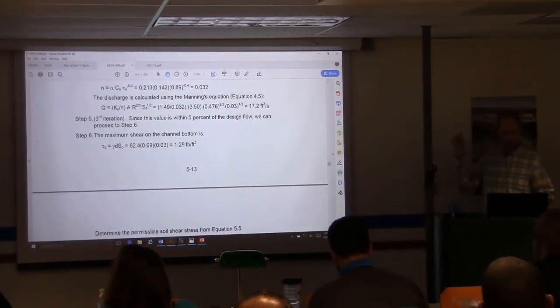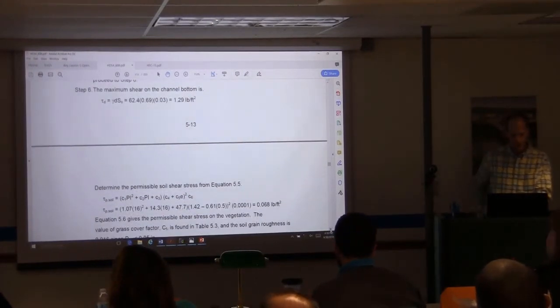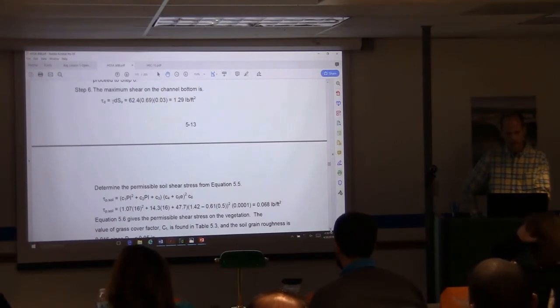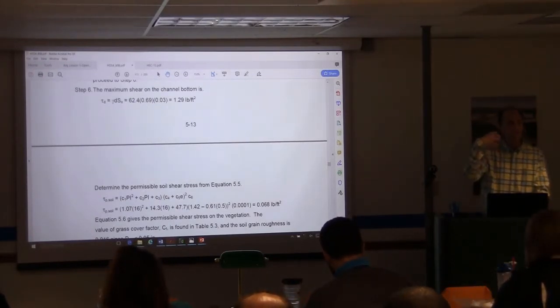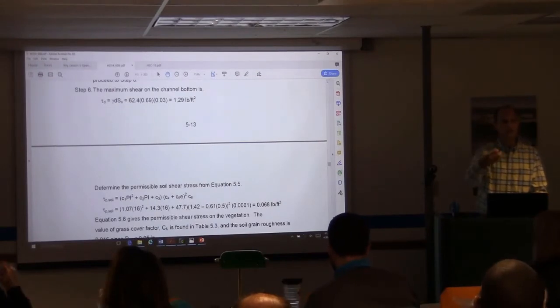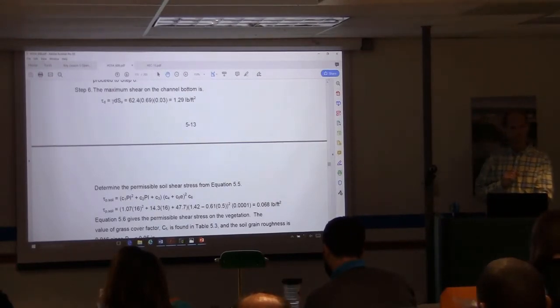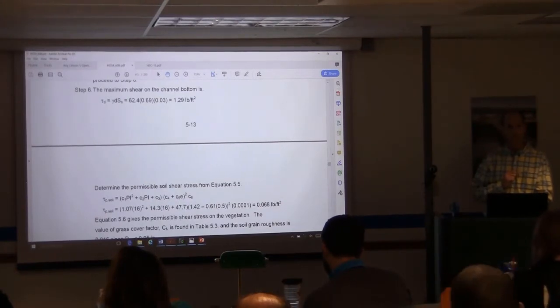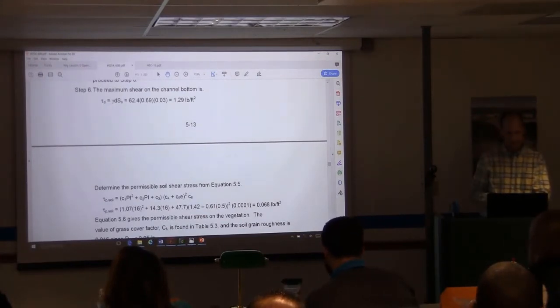This again is in HDS form. So we figured out our applied shear, 1.29 pounds per square foot. We have to figure out what our combination of vegetation and the soil it's in can resist, and then we make sure that it's more than 1.29 pounds per square foot. And if so, happy hour. If not, stay thirsty, my friends.